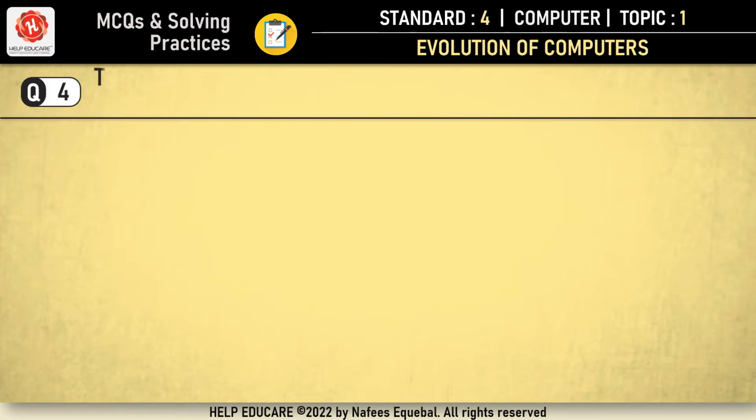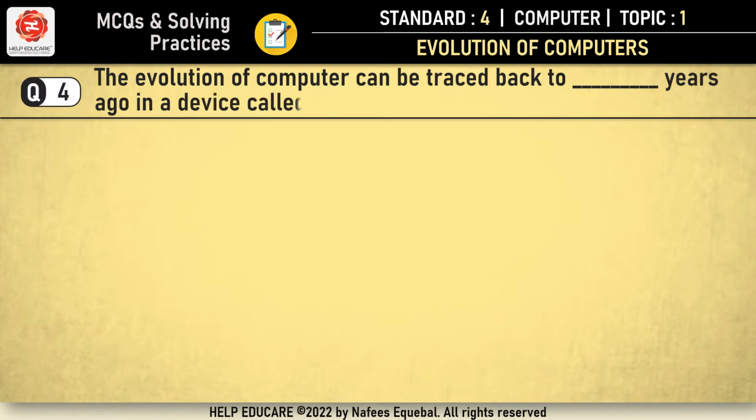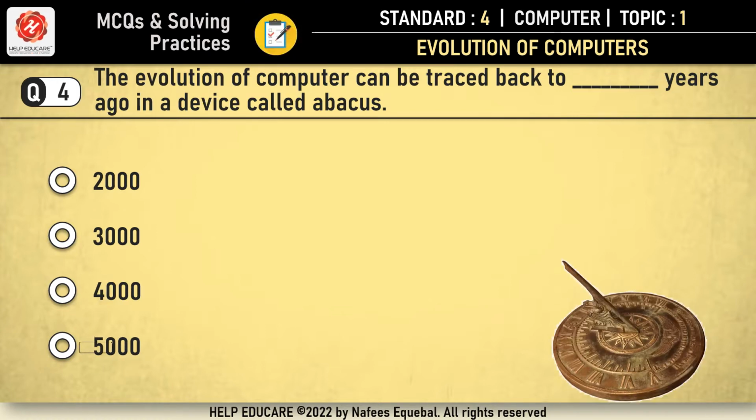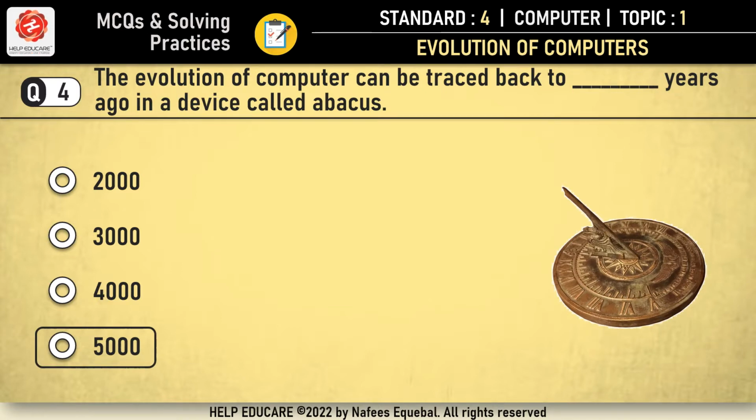Question number 4. The evolution of computer can be traced back to years ago in a device called abacus. First option, 2000. Second option, 3000. Third option, 4000. Fourth option, 5000. Answer will be displayed in 10 seconds. Correct answer is 5000.